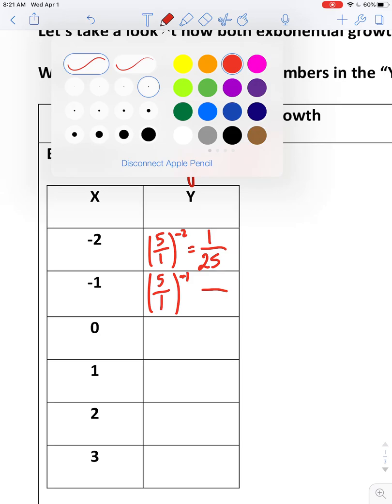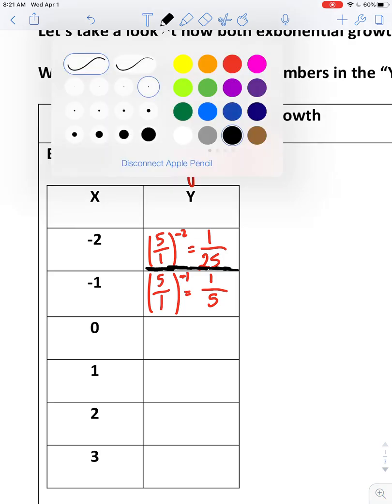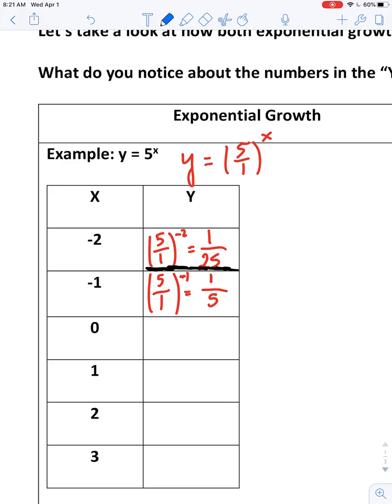And we can do the same thing here, 5 over 1 to the negative first. Well, what does that negative exponent force me to do? Well, it forces me to flip that fraction. So 1 over 5 to the first, which is just 1 over 5. I'll create a bit more separation between these two.